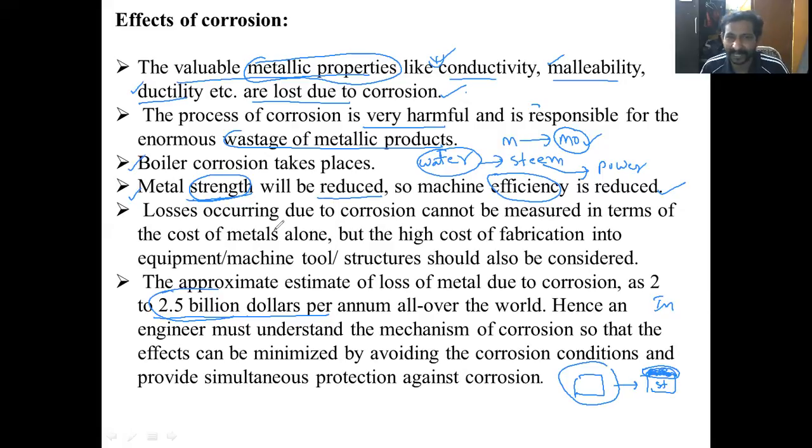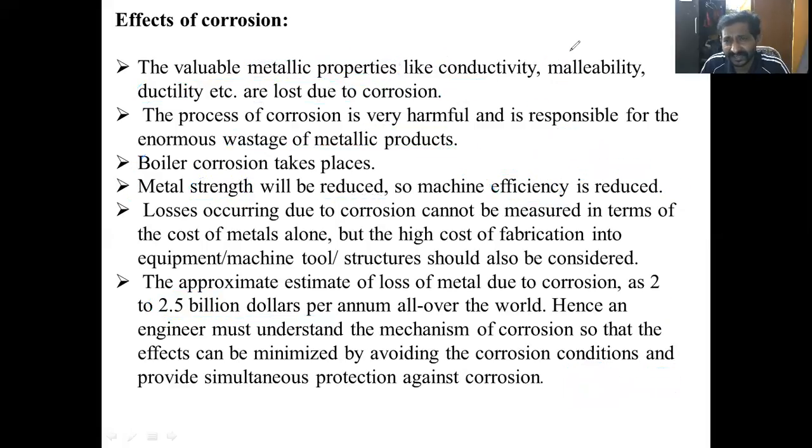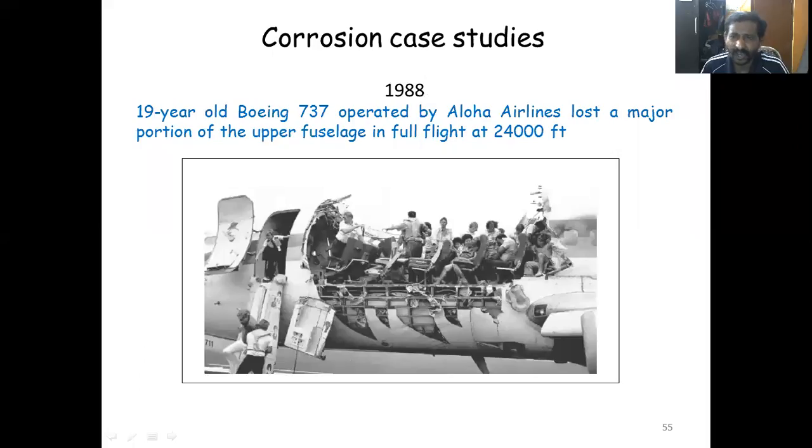First are the metallic properties, then the strength, and wastage or fabrication. These are the disadvantages once the metals or alloys are corroded. So we have discussed the definition, causes of corrosion, and disadvantages of corrosion. Now I will show two case studies that happened in previous years due to corrosion.